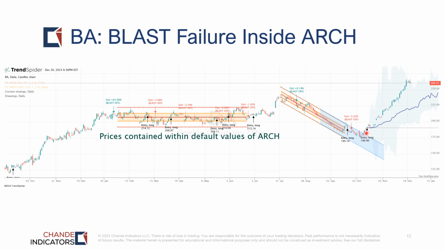So the advantage of using Arch with Blast is we can use discretion to reject some entries. For example, here we know that Boeing is contained within this price channel, so there's no point in trading it with a counter trend system like Blast because it'll be somewhat slow to react. Of course, using discretion, you're welcome to buy near the lower end of this channel and sell near the high ends of the channel. But the idea here is that we can improve performance of the BLAST system by combining it with the Arch indicator.